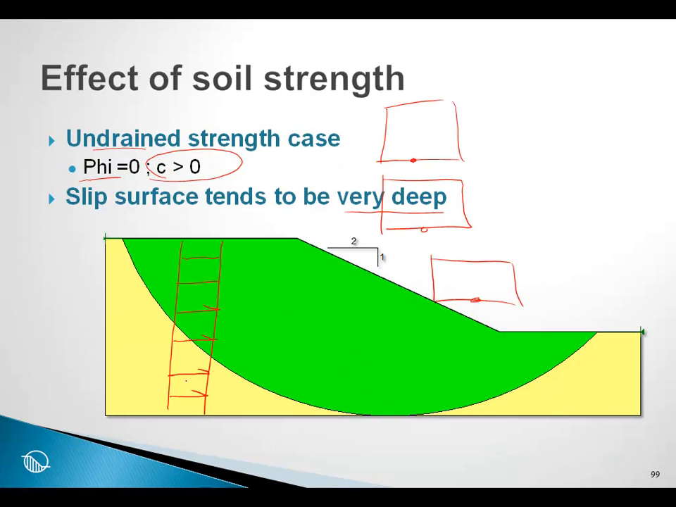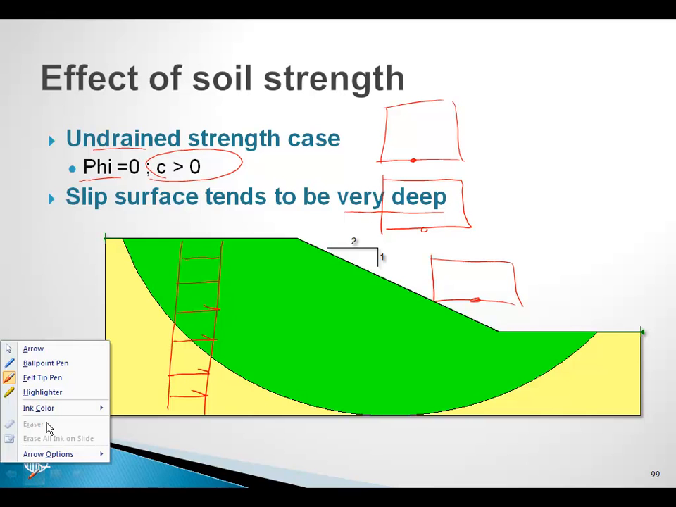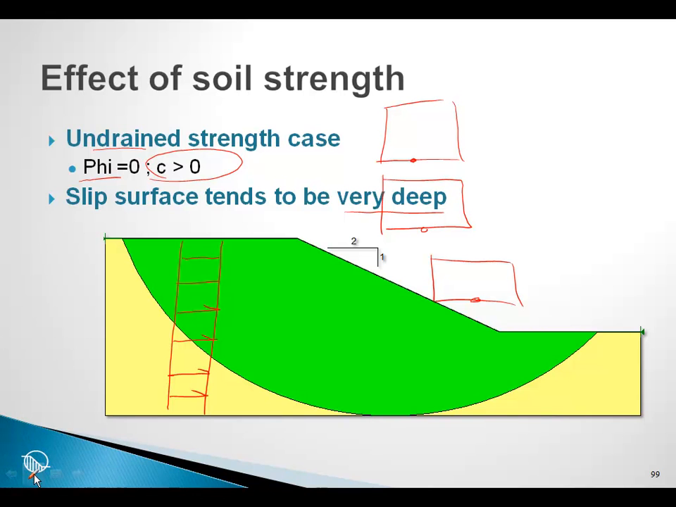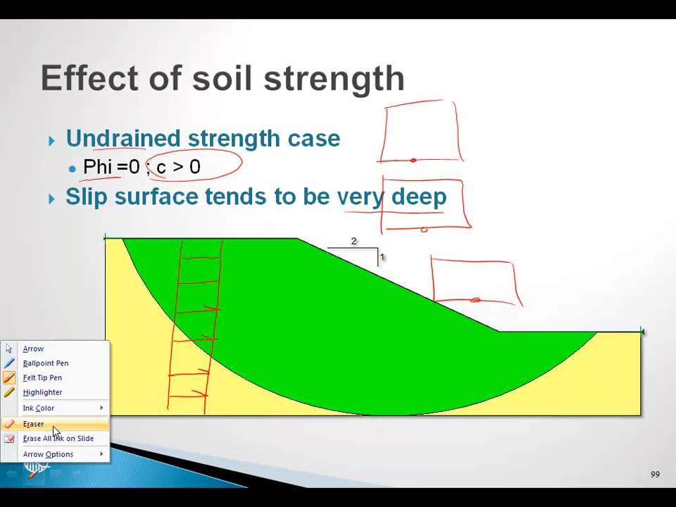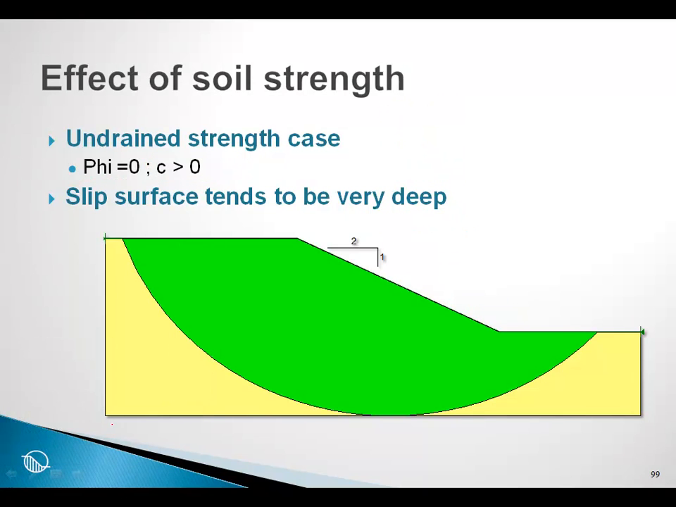What is the solution to this problem? Well, generally, the solution lies in an unrealistic strength profile. Strength seldom or never is constant with depth, and it is much more realistic to specify an undrained strength that increases with depth, and that avoids the critical slip surface from going very deep.